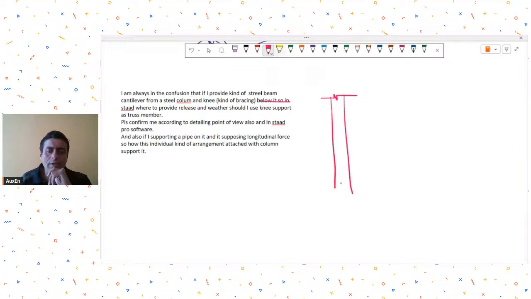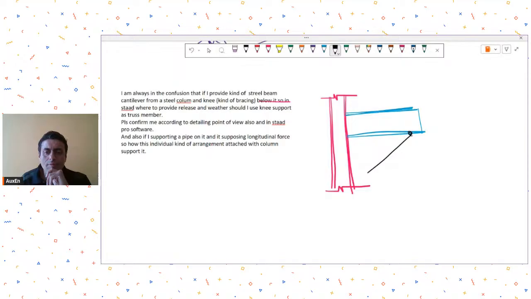I am drawing the elevation, and let's say these were the flanges, steel column it is, and then he has taken a steel beam cantilever from the face, and to support it he has put a knee brace over here. This is called as a knee brace. So he's asking where to provide release, and whether should I use knee support as truss member.